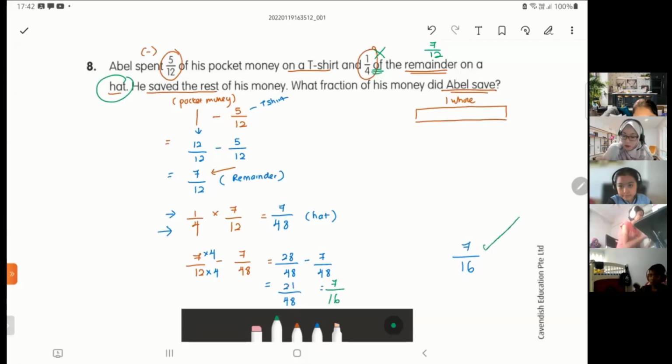So just now, Rauda, yeah, you are correct. Very good. Okay, this is method number 1. I have another method to show you. Then this is method number 2.